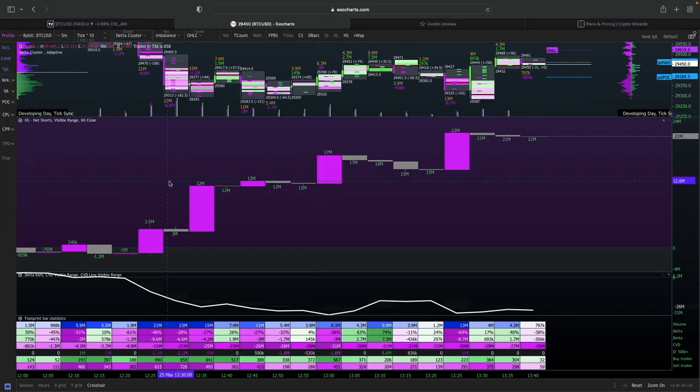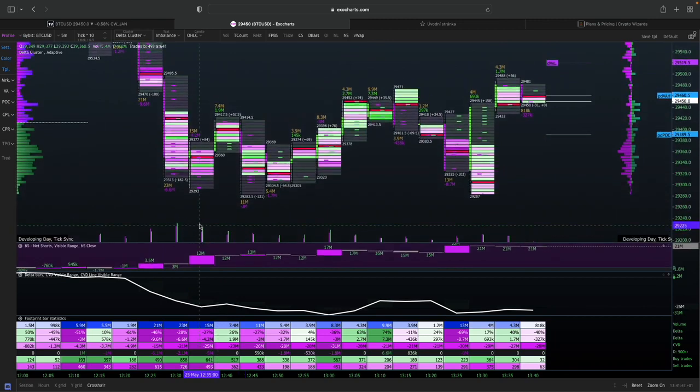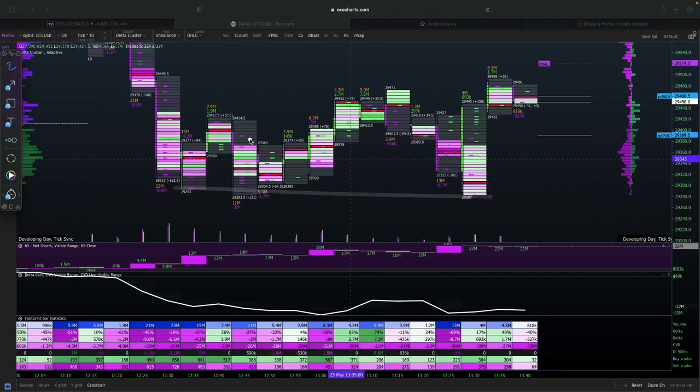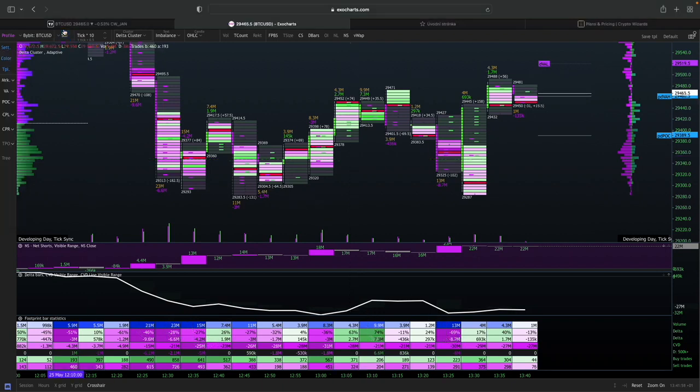I have new shorts coming to the market, but the price is not able to break through this low. This is a sign of consolidation, a sign of absorption, not consolidation. I have decent volume: 21, 23, 15, 9.9, 13 million. Pay attention, this is the 5-minute time frame. That's quite a lot, right?